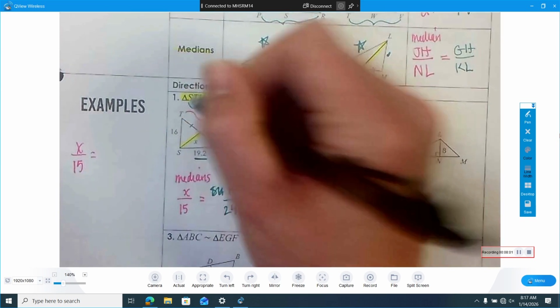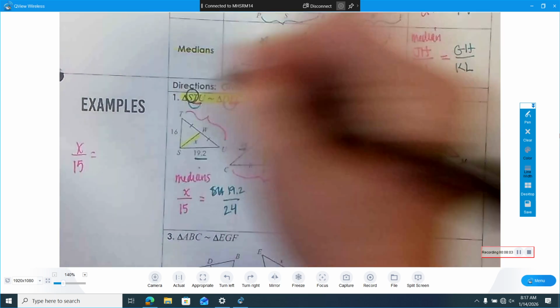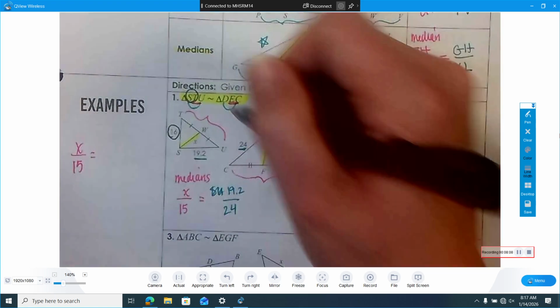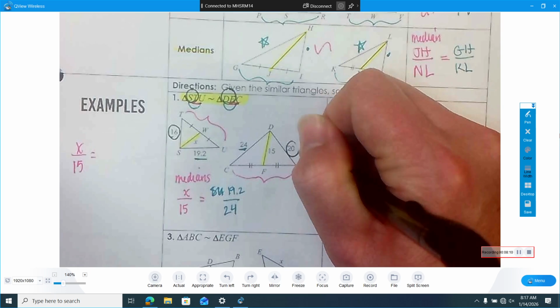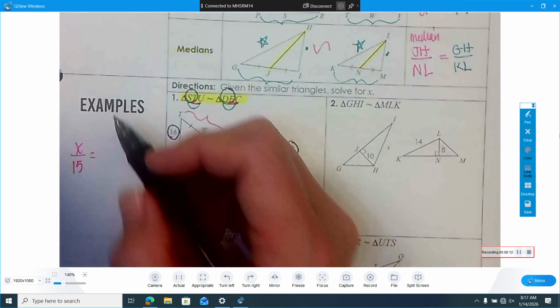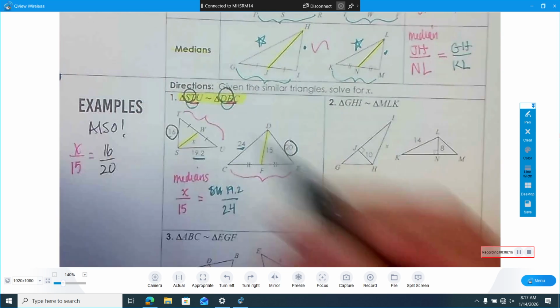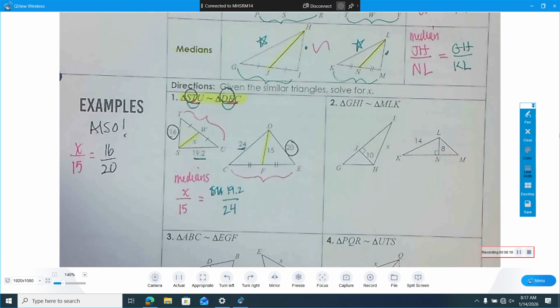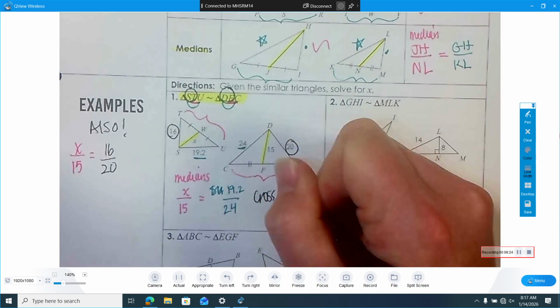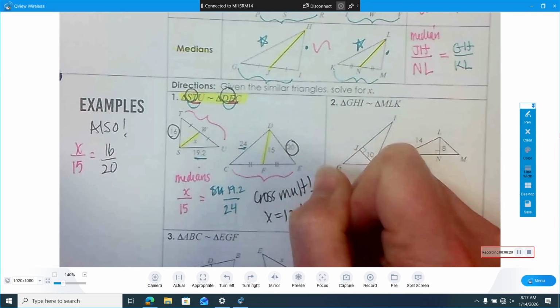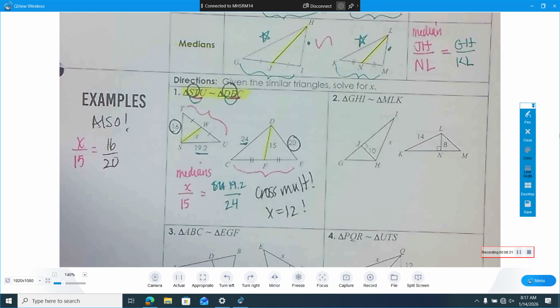ST, let's see, ST, those are the first two letters. ST is right here, and DE, yeah, right there, DE. And so I could do that. I could do 16 over 20. So we have options here, all right? Do we know how to solve for x? Yep. Cross multiply? All right. Cross, yes, x is 12. Cross multiply, x equals 12. Great.